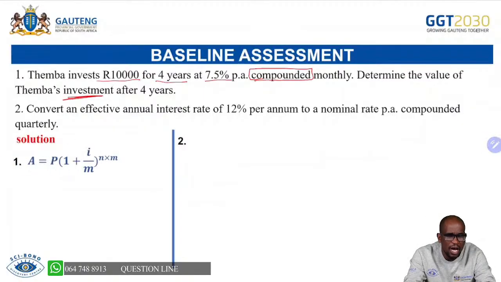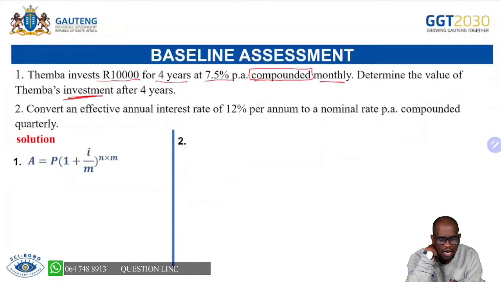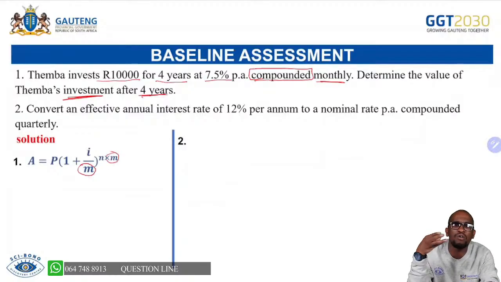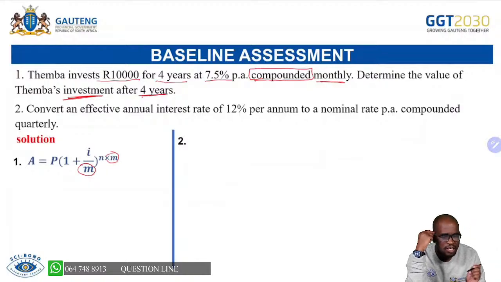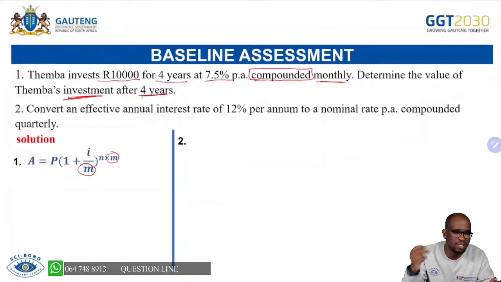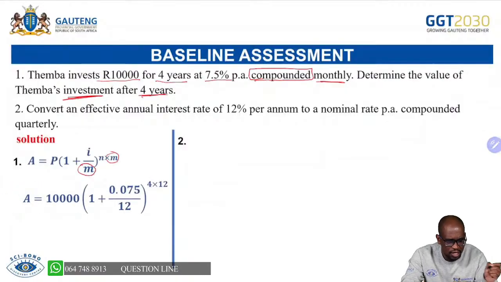First things first, we are going to use the compound interest formula, but you can see that there are slight variations here because we are compounding monthly and we are doing it for 4 years. So this M here represents what now? Those compounding periods. The M represents the compounding periods, to say we are doing it monthly in as much as the investment period is annual. So let's check here.